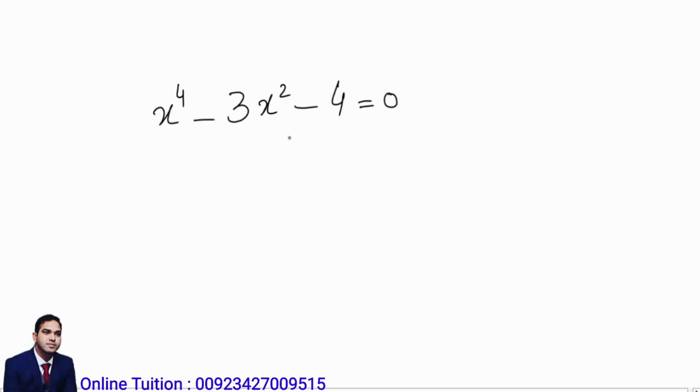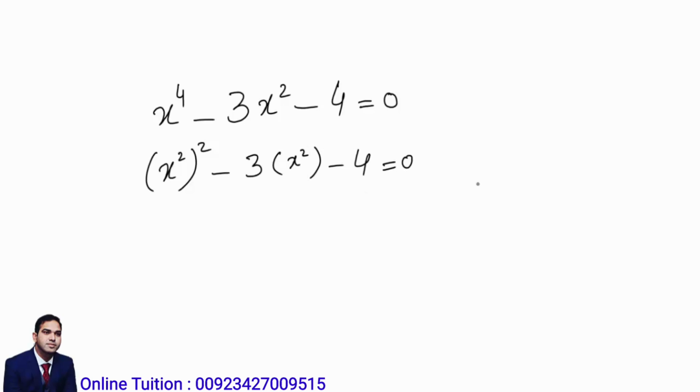x to the power 4 minus 3x square minus 4, this is a polynomial, and first of all we can write x to the power 4 as x square the whole square. We can write it in this way: x square squared, minus 3 times x square, minus 4 is equal to 0. Now let x square be equal to u. Suppose this x square is equal to u, so replace x square with u. So u square minus 3u minus 4 is equal to 0. Now this is the equation we have to work on.